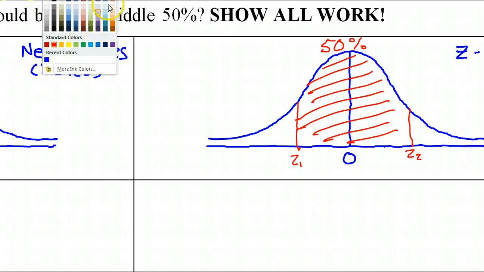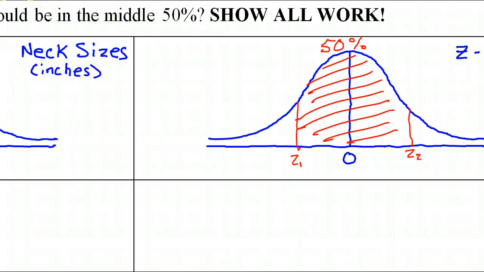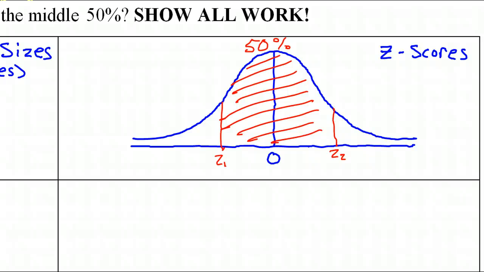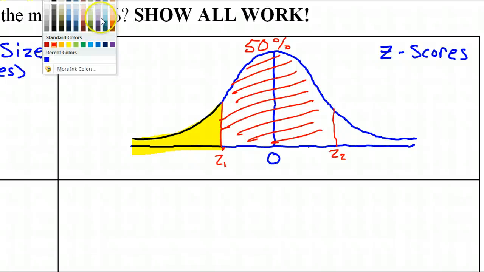So for that reason, let's look at z1. That will be our first target. We're going to try to find z1. If I'm going to use the chart, I need to make sure I am looking to the left of z1. So this yellow area that I just highlighted, that's the percentage that I need right now. So what is that percentage?